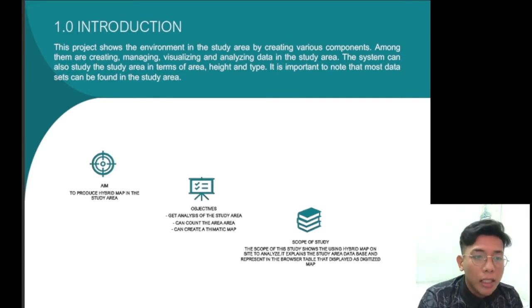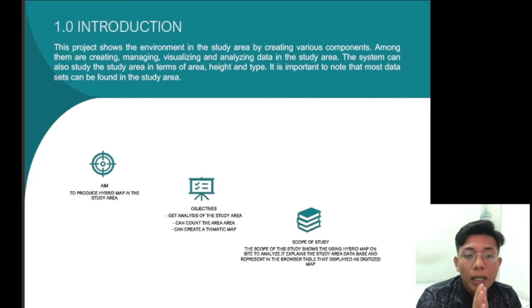The second is the objective: to get analysis of the study area. The second is to be able to count the area, and the third is to be able to create a thematic map. So last is the scope of study. The scope of the study shows the use of a hybrid map on site to analyze the study area, based on and represented in the browser table, displayed as a digitized map.